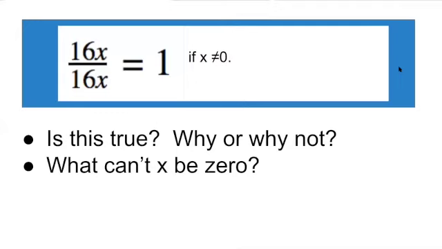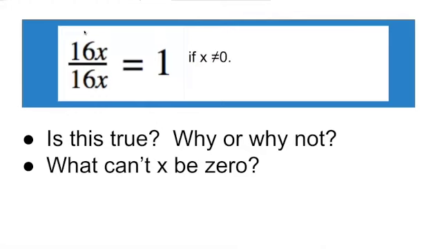Welcome to week 4. We are going to be talking about rational expressions. So polynomial type expressions that are in fraction form. So 16x over 16x is an example of a rational expression because it's written as a fraction and we've got a mixture of numbers and variables.